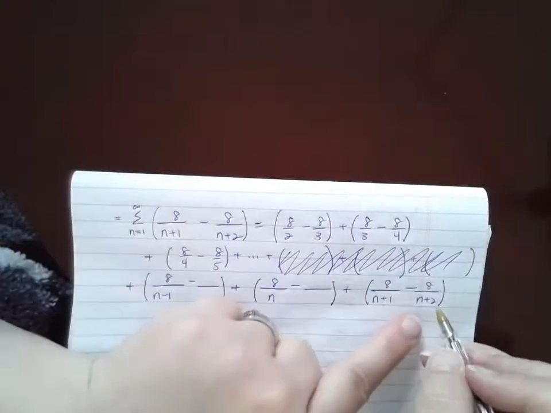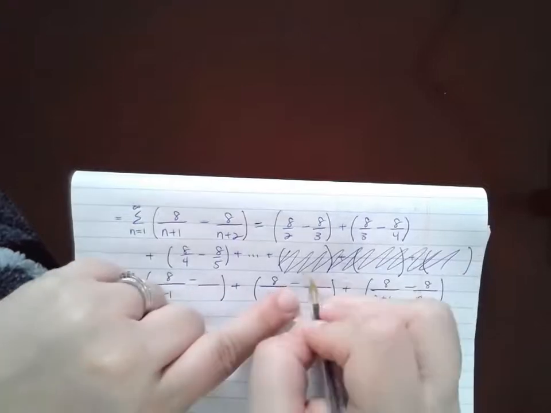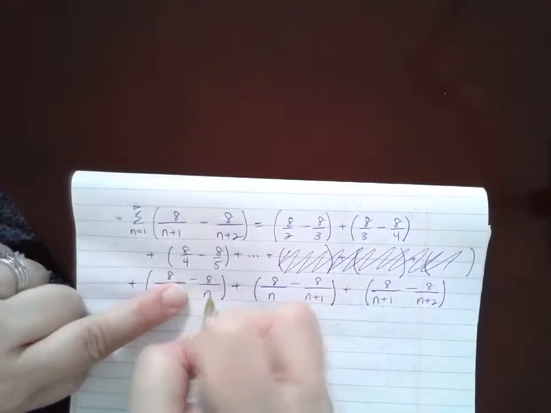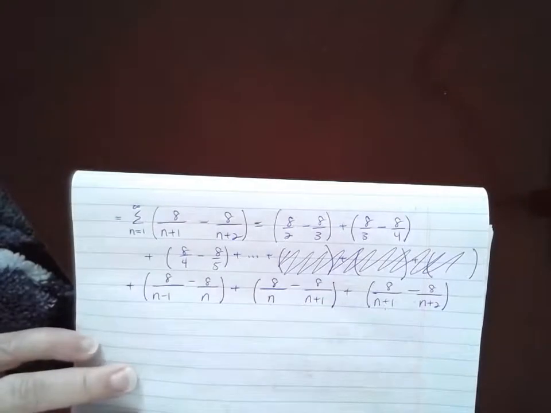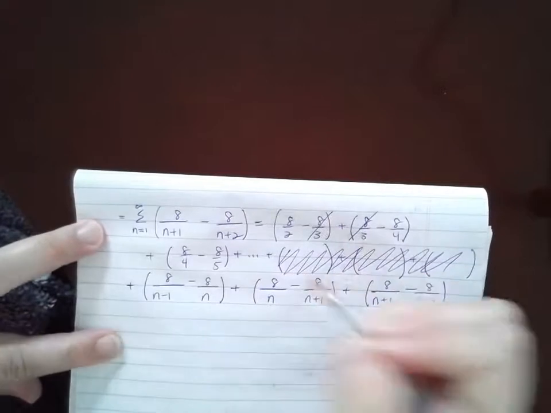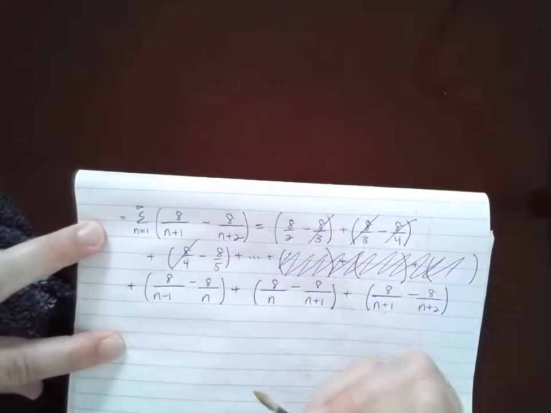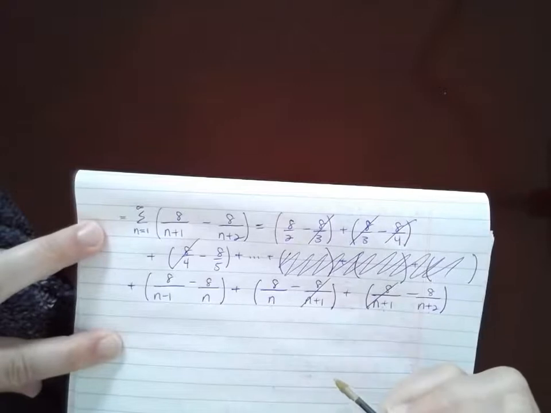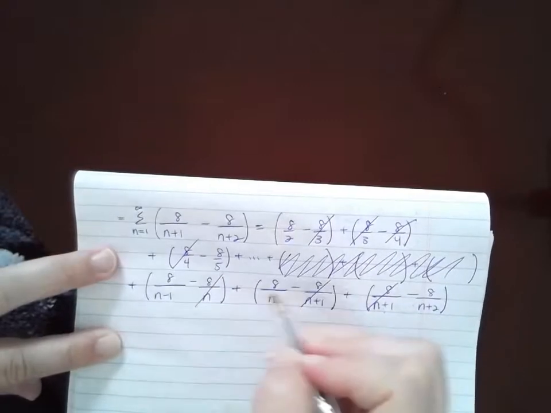Do the same on this side. 1 less than that would be 8 over n plus 1, and then 1 less than that would be 8 over n. And I'm going to see what cancels. I have a negative and a positive 8/3. I have a negative and a positive 8/4. I have a negative and a positive 8 over n plus 1, and I have a negative and a positive 8 over n.